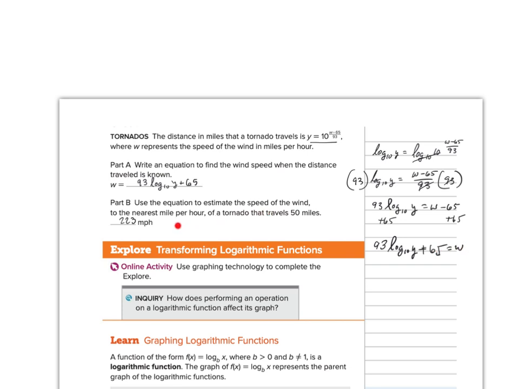And then it says, use the equation to estimate the speed of the winds to the nearest mile per hour if a tornado travels 50 miles. Okay, let's see if we plug that in. Because distance, right? Distance is y. So we can plug this in. So we're going to put this in the calculator. And ultimately, I'll plug that in the calculator and see what the value is going to be.